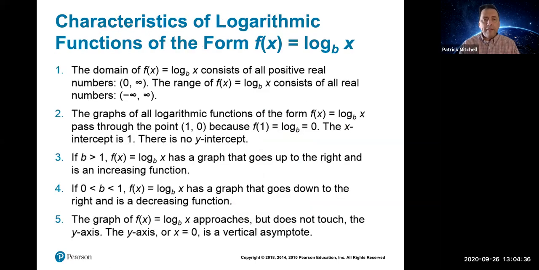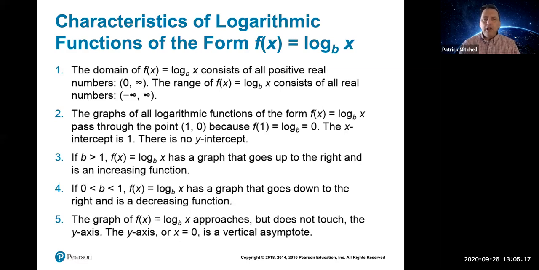All right, so now we have some properties of logarithmic functions. First of all, the domain of f of x equals log base b of x consists of all positive real numbers. So remember, in the definition of logarithmic function, we required x to be greater than 0. However, the range of f of x equals log base b of x is all real numbers. Remember, it was just the opposite for the exponential function. The exponential function had domain all real numbers and range positive numbers. So now that we're looking at the inverse function, those are switched.